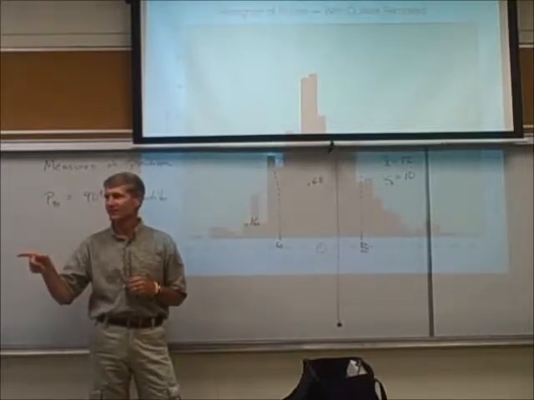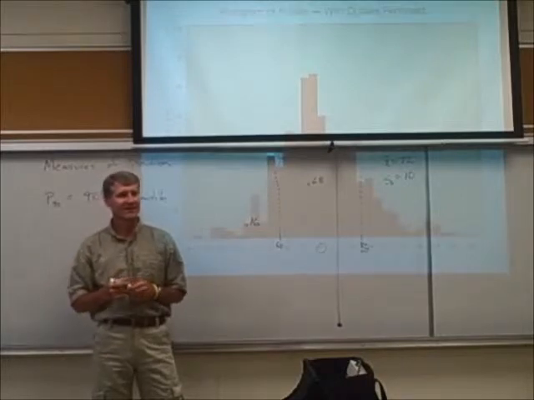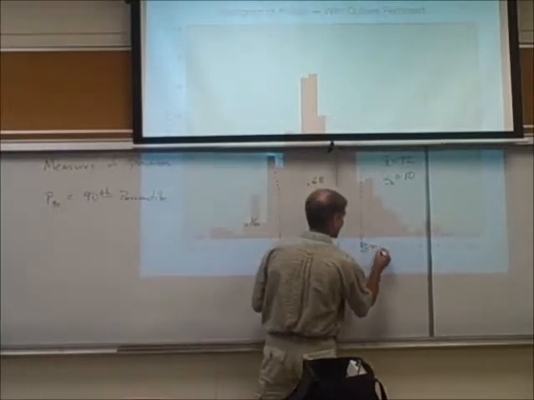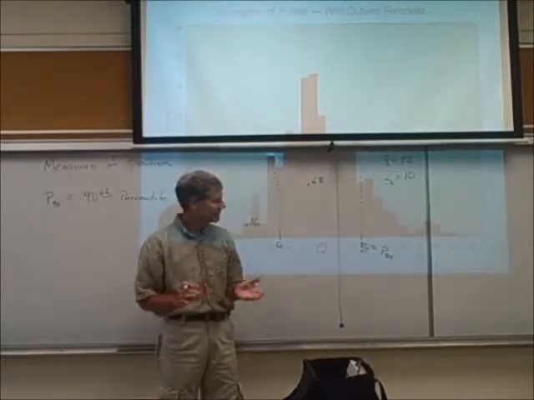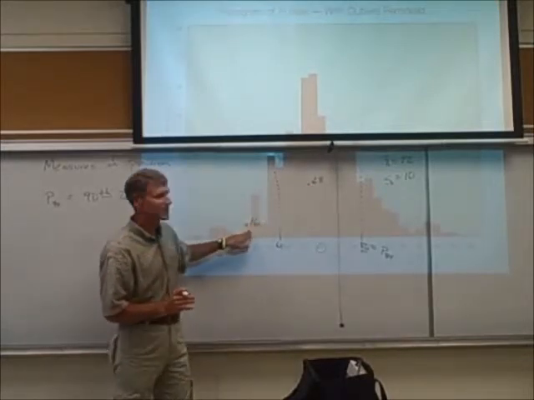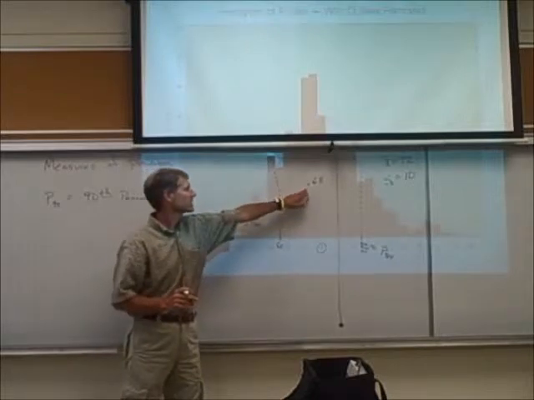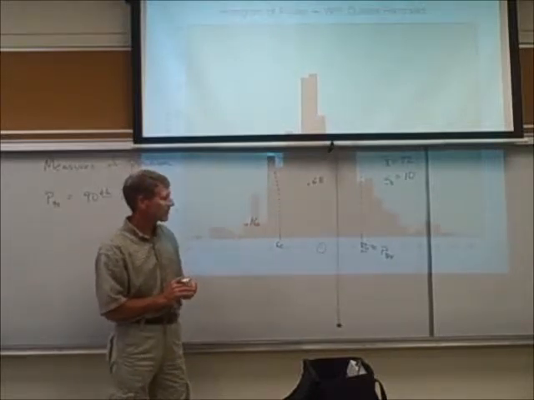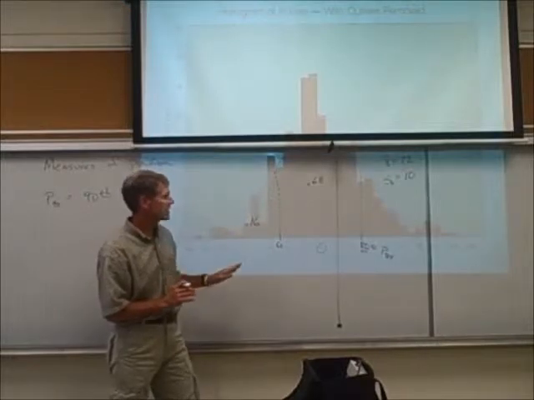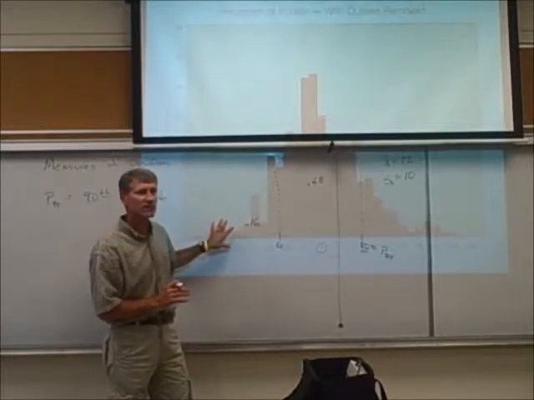What'd you say? 84, good. That is P84. Now, if you're thinking, huh? Well, you're just adding these two numbers together. 0.68 plus 0.16 is 0.84. So that's the 84th percentile because it has 84% below it.